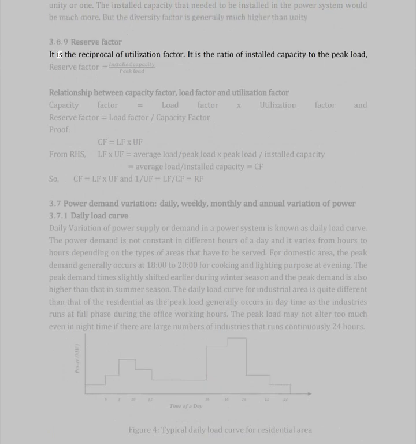3.6.9 Reserve factor. It is the reciprocal of utilization factor. It is the ratio of installed capacity to the peak load. Reserve factor equals installed capacity over peak load. Relationship between capacity factor, load factor, and utilization factor: capacity factor equals load factor times utilization factor, and reserve factor equals load factor divided by capacity factor. Proof: CF equals LF times UF. From the RHS, LF times UF equals average load over peak load times peak load over installed capacity, equals average load over installed capacity, equals CF. So CF equals LF times UF, and 1/UF equals LF/CF equals RF.